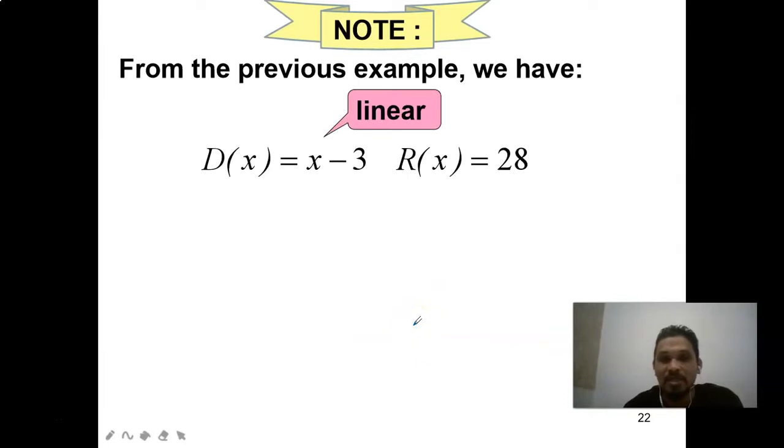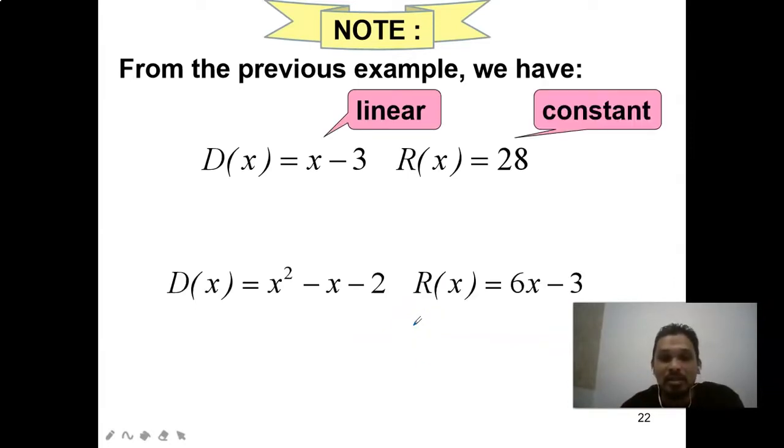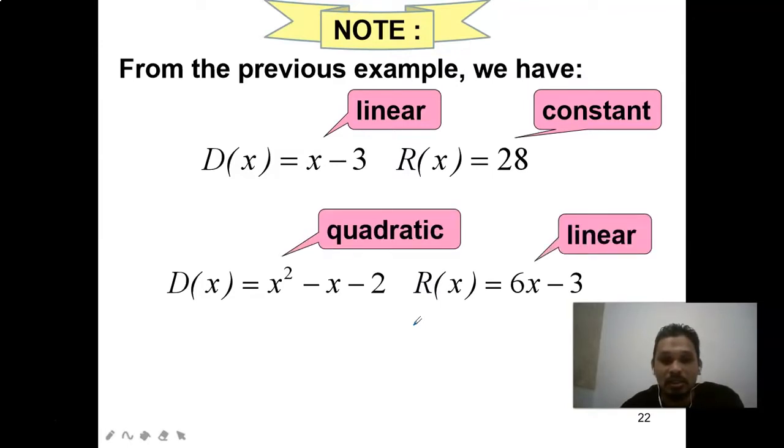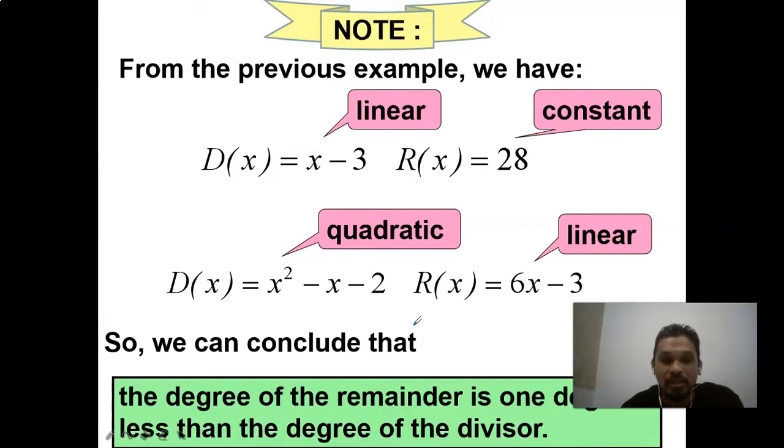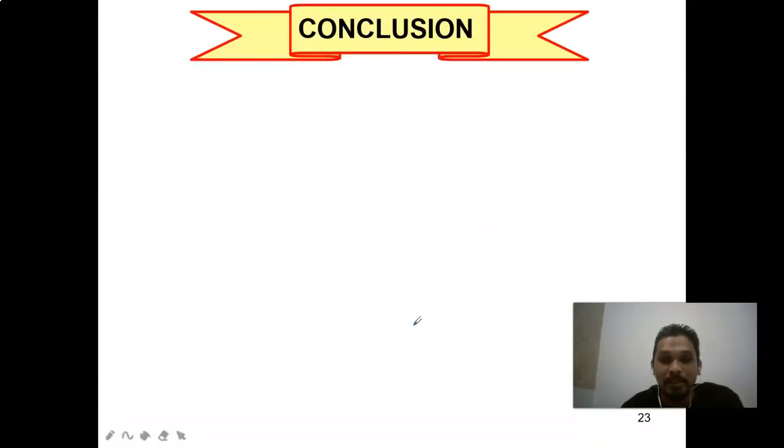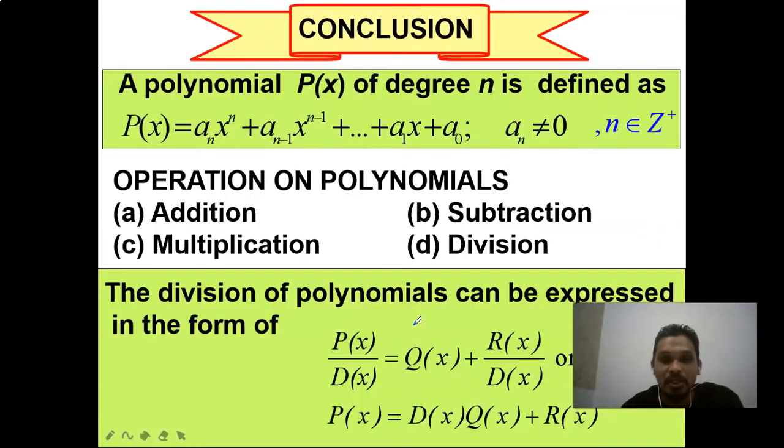Okay, so in the previous examples we have the linear D(x) and constant R(x), and the quadratic and linear, we call the D(x) and also the remainder. So we can conclude that the degree of the remainder is 1 degree less than the degree of the divisor. So this is a conclusion here.